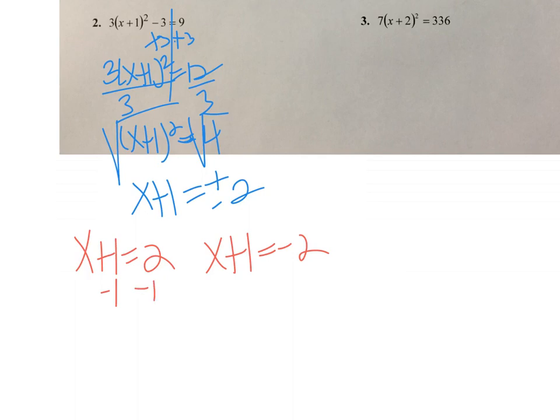So when I subtract 1, I get x equals 1. And here when I subtract 1, I get x equals negative 3. And again, those would be my 2 roots, my x-intercepts, my zeros, my solutions, okay? All right, so moving on to number 3.